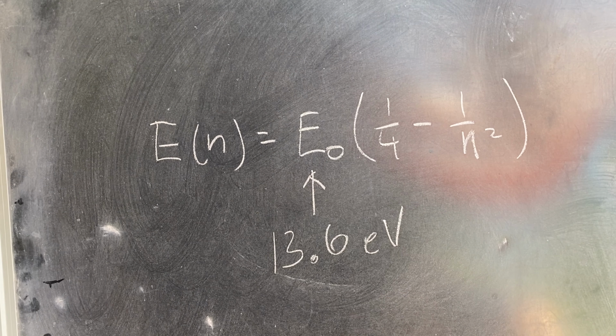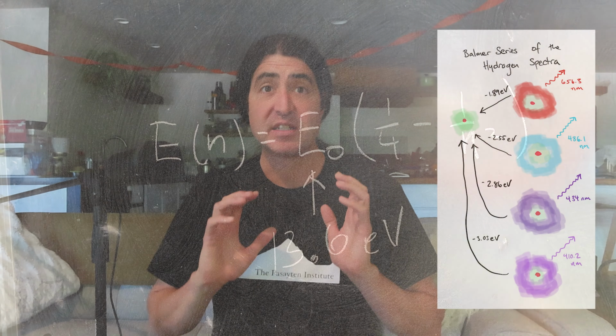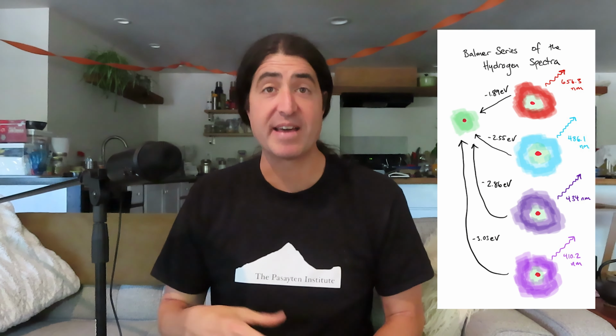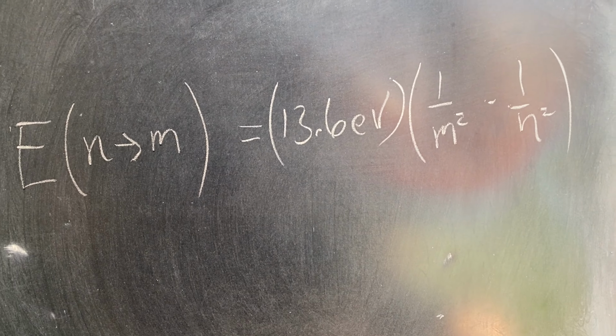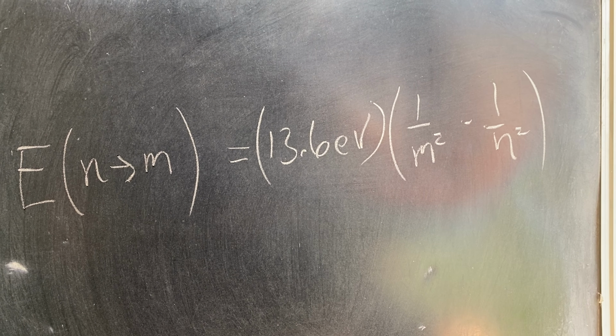Generally speaking, what we understand is that integers, whole numbers, 1, 2, 3, 4, 5, 6, 7, 8, 9, 10, describe the states of the electron inside the hydrogen atom, so that we can write a generic formula for all possible transitions, energy transitions, emissions and absorptions of energy from the electron in the hydrogen atom in a very similar way, right? So we can just write the general form of Balmer's series, of Balmer's formula here: 13.6 electron volts times the quantity 1 over m squared minus 1 over n squared, where m and n are both whole numbers. They're both integers.